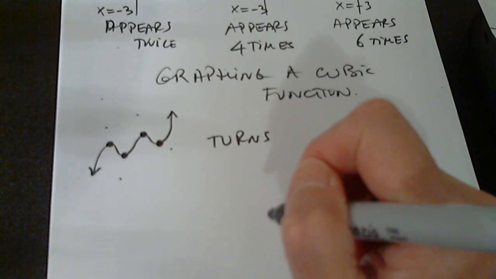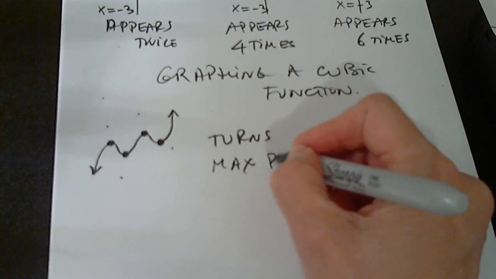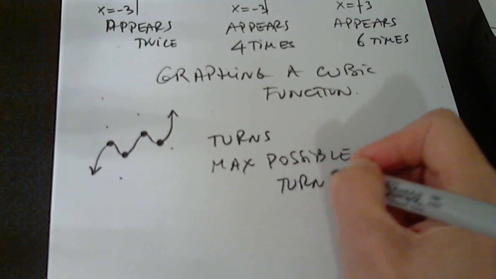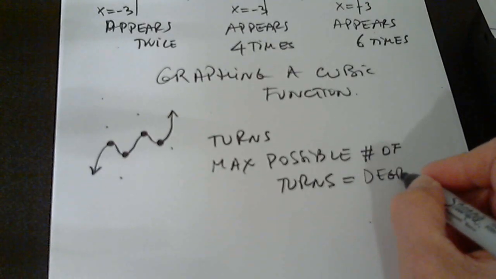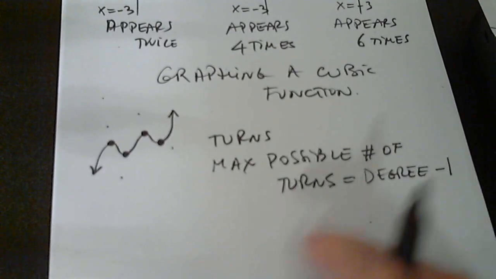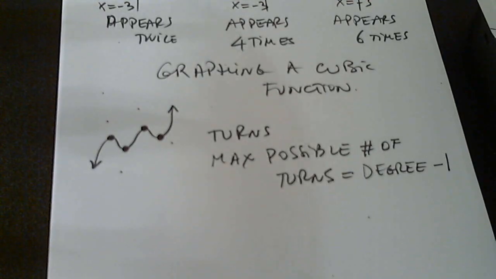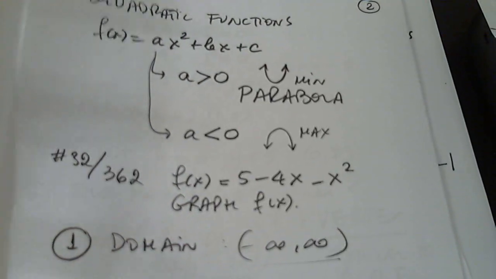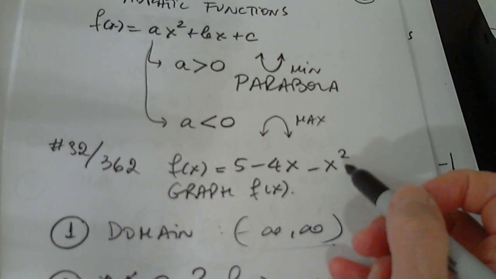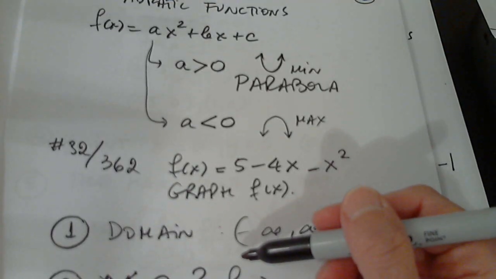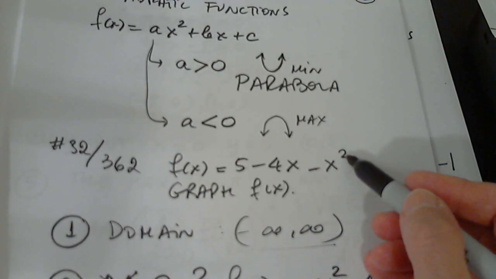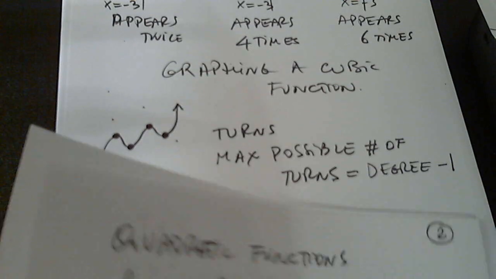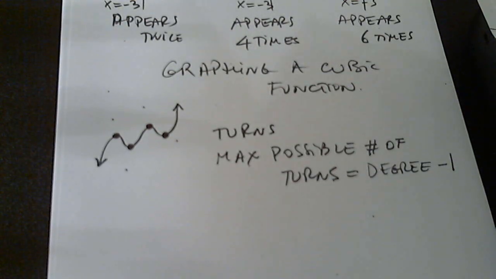For any polynomial function, the maximum possible number of turns is the degree minus 1. So for our quadratic function, how many turns? Degree minus 1. Of course, it only has 1 max or 1 min. Degree is 2, 2 minus 1, it can only have 1 turn maximum. It cannot have more. It doesn't have to have.